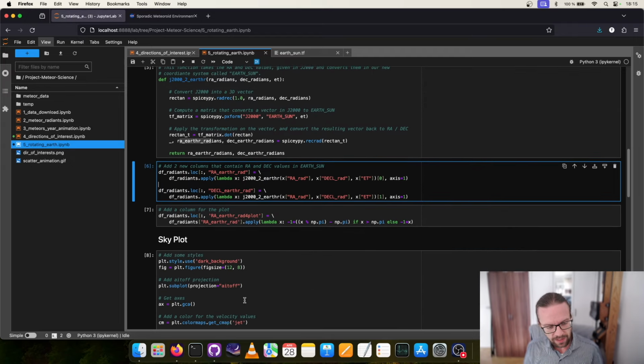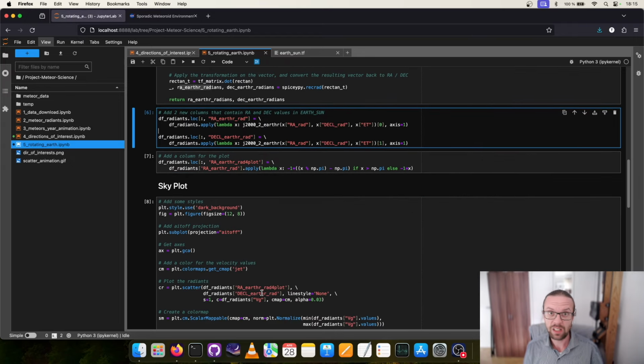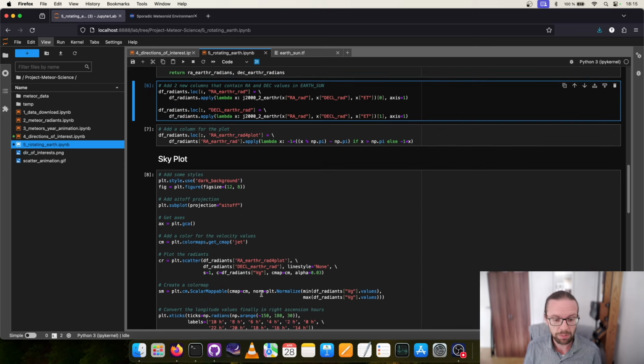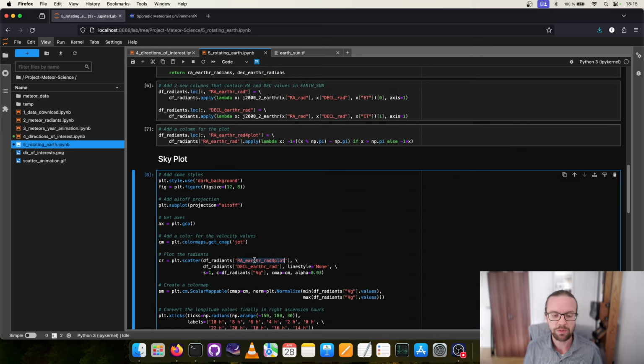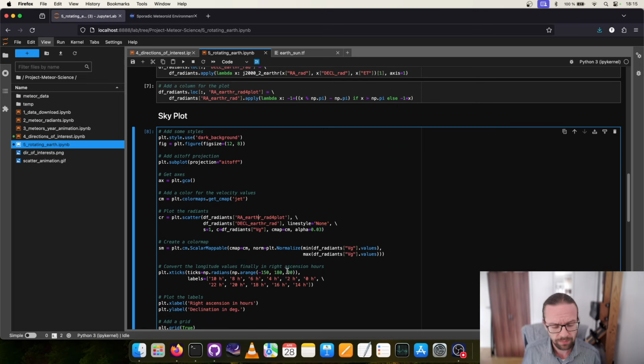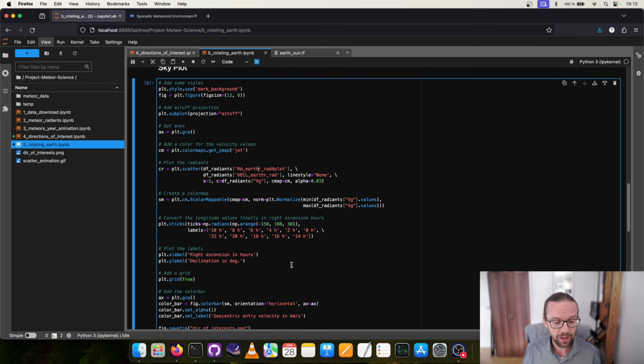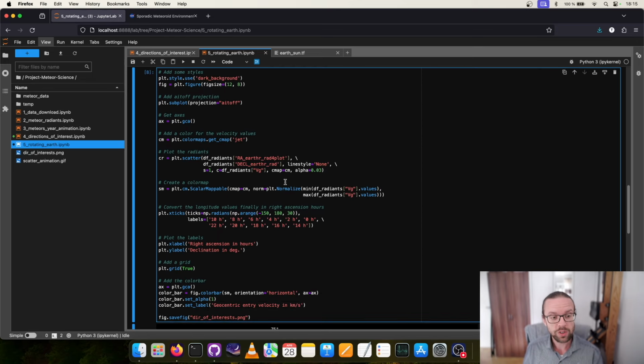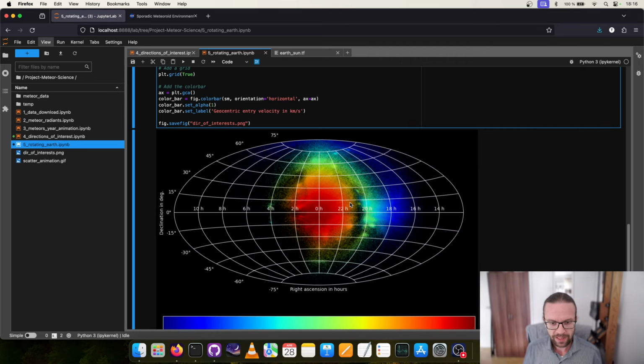Now let's plot these things. We have the same functionality as last time. We basically copy-paste, but this time, of course, with another column, with this right ascension of Earth R and Earth R red, so these two columns here. We apply our plot design and everything, and then let's have a look now at our final plot. Of course, I also applied an alpha value for all the radiants, 0.03, because we have thousands of dots. So let's see now how the plot looks. That's the plot.